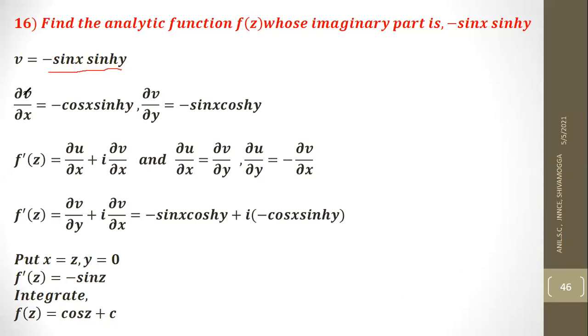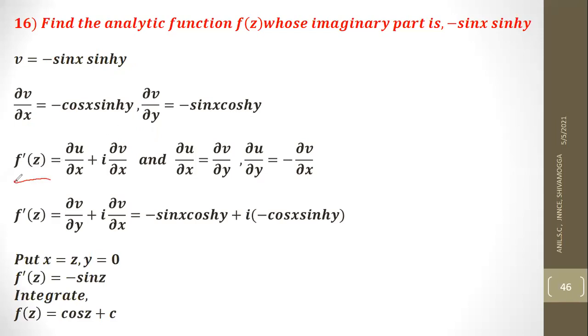Differentiate. Derivative of v with respect to x is denoted by del v by del x. Here sine hyperbolic y is a constant. Keep this constant as this. Derivative of minus sin x is minus cos x. Again differentiate the same function partially with respect to y. Derivative of v is denoted by del v by del y. Here minus sin x is constant. Keep it as this. Derivative of sine hyperbolic y is cos hyperbolic y. These are the two required partial derivatives, del v by del x and del v by del y.